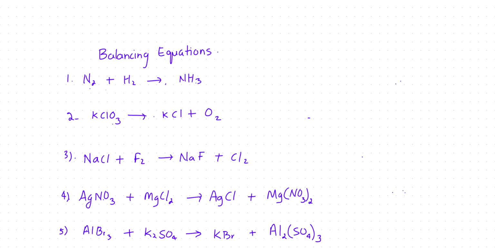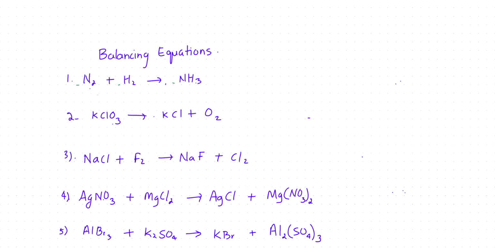We cannot change the formula, like the subscripts 2 and 3. So before the formula, we just draw a little line so that we know we can write some number, 1 or 2 or 3, to count the number of atoms and balance. For example, like here, N2 plus H2 gives NH3.